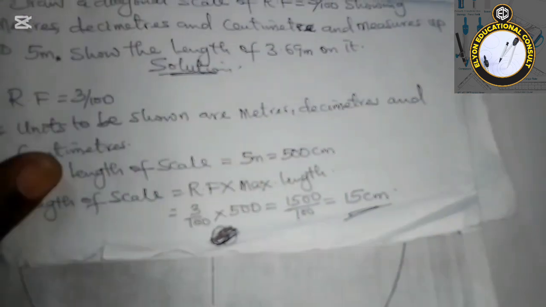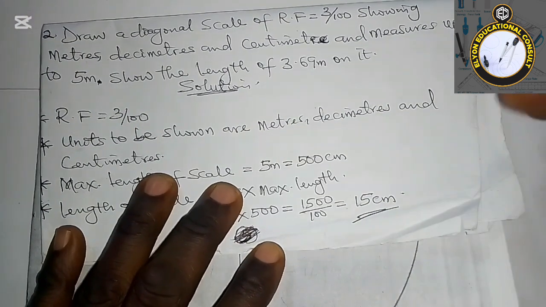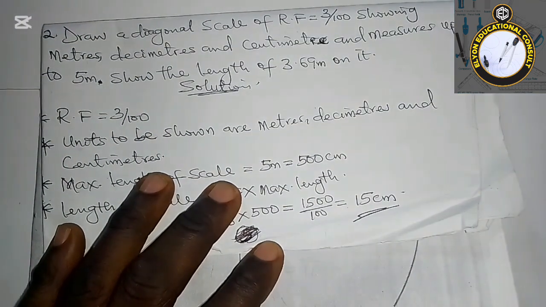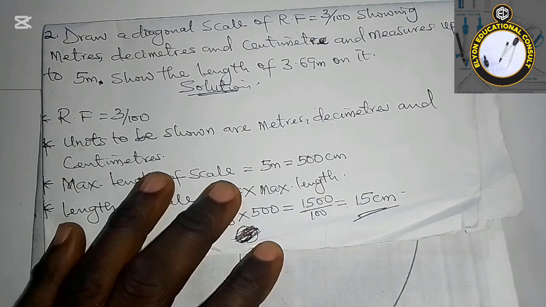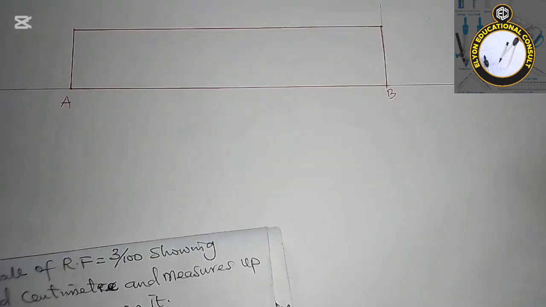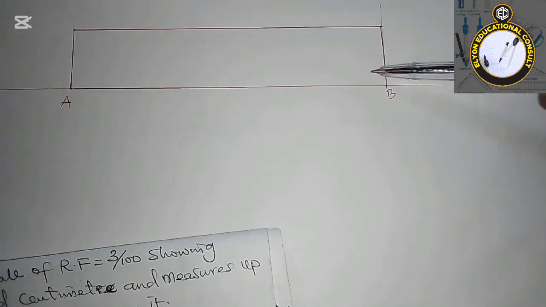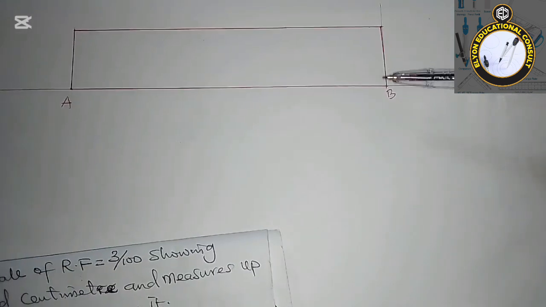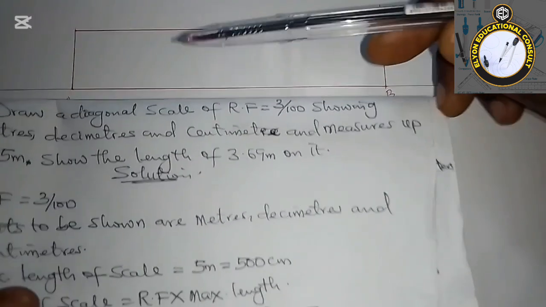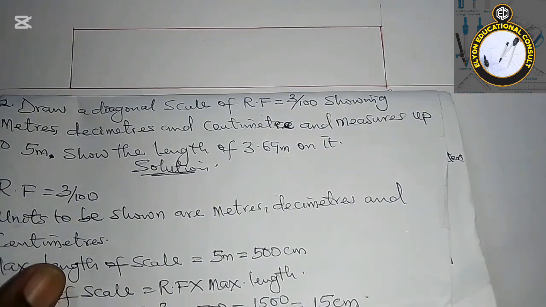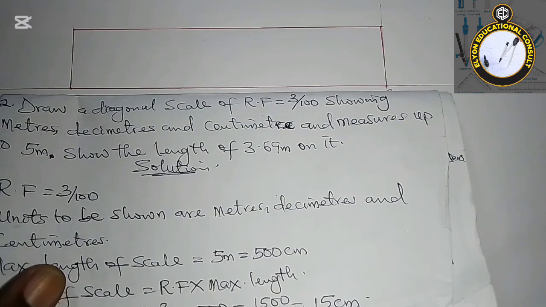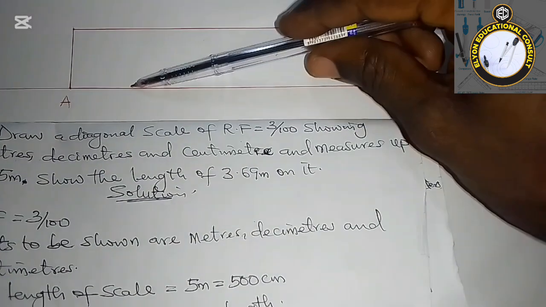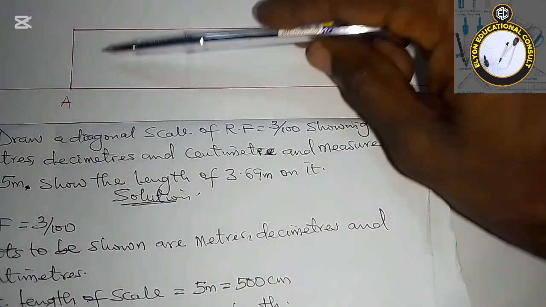But don't forget, we'll come back to the question. The question says that the scale is to read up to 5 meters. So that means we are going to be dividing this into 5. Why? Because it's reading up to 5 meters, meaning each division is going to represent 1 meter. I don't know if you understand what I'm trying to say. This is 15 centimeter.